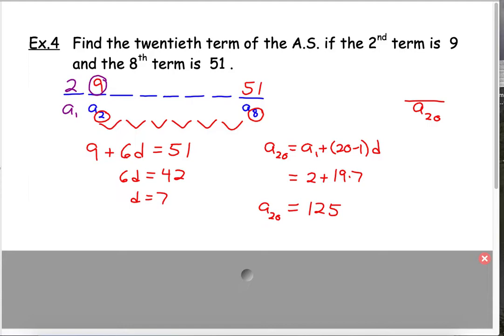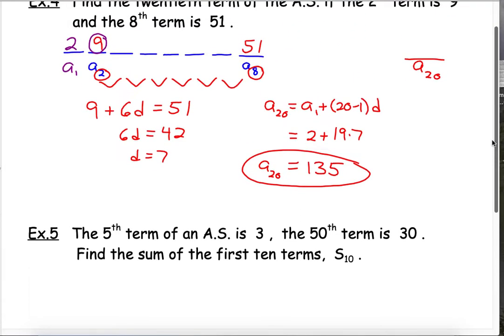Did I do that right? 70, 63, no, it's 133, sorry, 133 plus 2, so 135. 135. Always double check your work. Okay, looks good. Let's try another one.